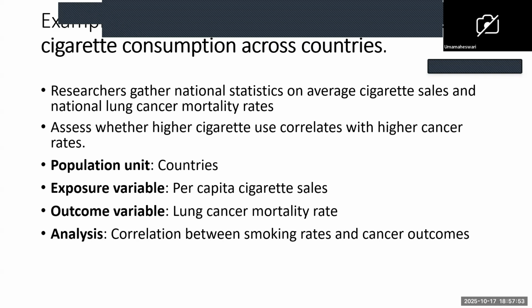So assess whether cigarette sale correlates. In the regions where there is increased consumption or increased sale of cigarettes, the prevalence says there is a higher prevalence. They say that where cigarette sale is higher, there is a higher prevalence of lung cancer, but we don't know the individual data. Somebody may not have the disease, some may have, some may not consume even cigarettes. We don't know whether the patient is smoking cigarettes or not. We don't have the individual data currently. Here the population unit is a country, the exposure variable is per capita cigarette sale, your outcome variable is lung cancer mortality rate, and you run an analysis.